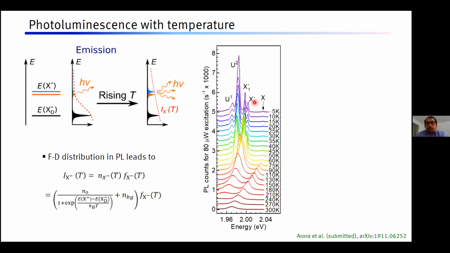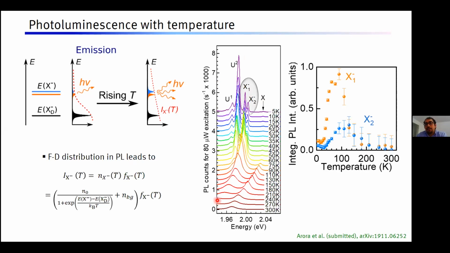So let's look at the photoluminescence spectrum, where the top one is the 5K spectrum. Let's only look at the trions. We do not consider the other peaks at the moment. So what we see is that when you raise the temperature, the trion intensity seems to rise, and then it falls. And in fact, when we plot the trion intensities, what we find is that there is an initial fall, then there is a rise, and then there is a fall. So these are the integrated intensities of these trions.